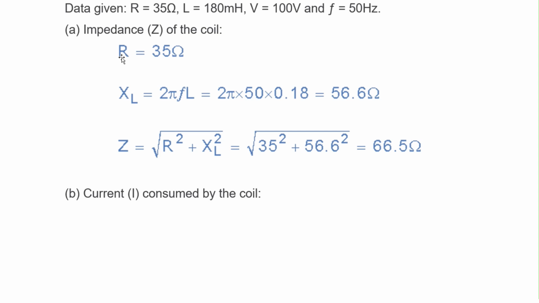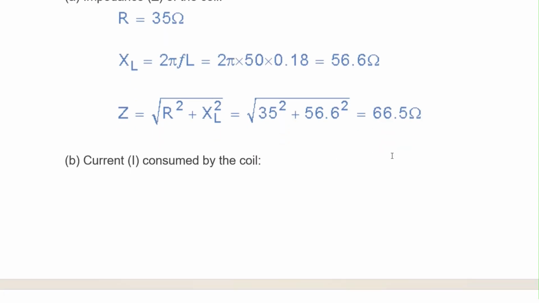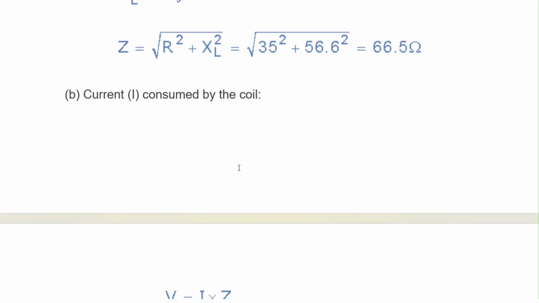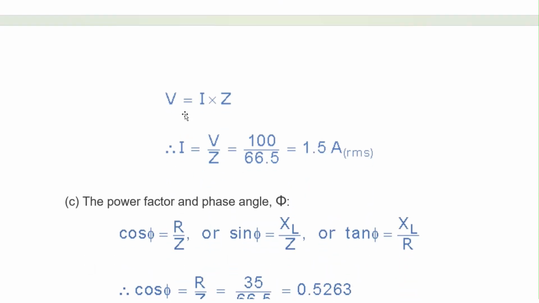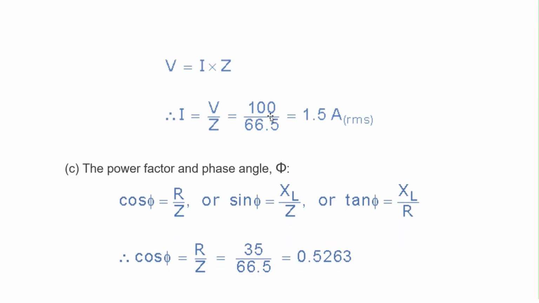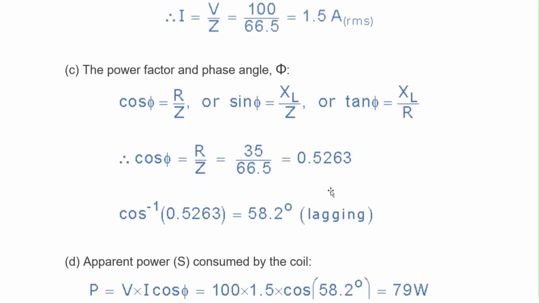Now, having got XL and R, you can calculate Z. Z equal to the square root of R square plus XL square. After summing the squares and getting the square root, you will get the value of Z to be 66.5 ohms. Now let's calculate the current in the circuit having got Z. So you can calculate I equal to V upon Z. So 100 volt is the supply, 66.5 is the value of Z. So dividing these two will give you 1.5 ampere as the current.